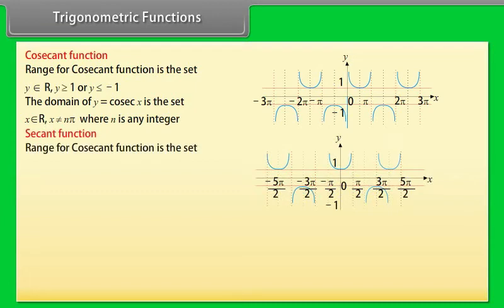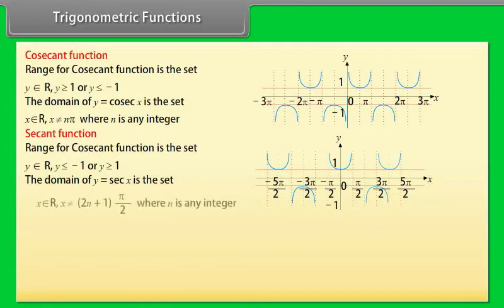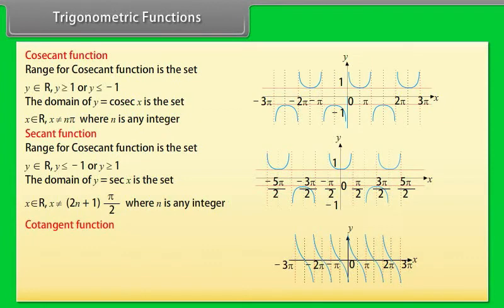Range for cosecant function is the set y belongs to real numbers, y less than or equal to minus 1, or y greater than or equal to 1. The domain of y equals sec of x is the set x belongs to real numbers, x not equal to (2n plus 1) times pi by 2, where n is any integer. Cotangent function. Range for cotangent function is the set of all real numbers.